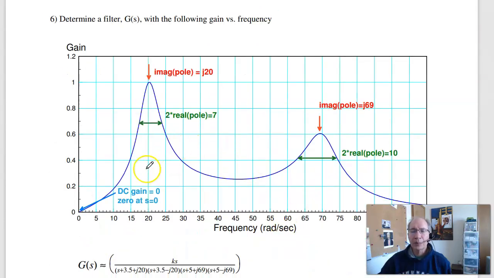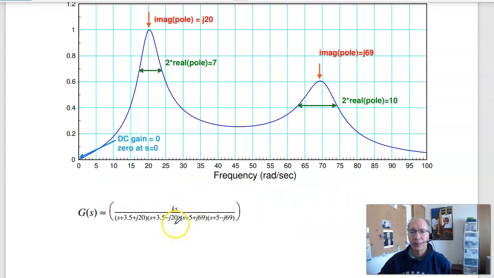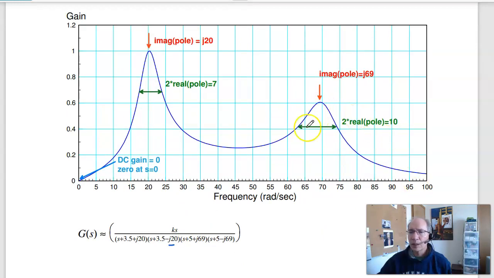And the last problem: given the gain versus frequency, what's the transfer function? Well, I know there's a 0 at s equals 0. I know there's a pole whose complex part is j20. Another pole, the resonance tells me the complex part is at 69. Go down to 0.7 of the peak and measure the bandwidth.